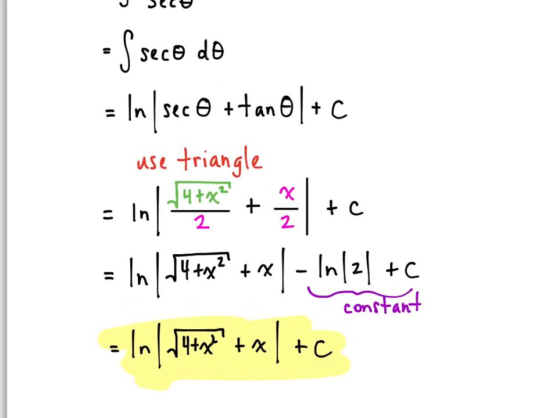Now we're just cleaning things up and using some log properties. Since we're both dividing by 2, we can combine those. Then remember the log properties: if we're dividing, we subtract those log quantities. So we get the natural log of the absolute value of the square root of 4 plus x squared plus x, minus ln of 2, plus c. This whole thing is still a constant, so we can just lump it all into the same plus c, and we get our final answer here.